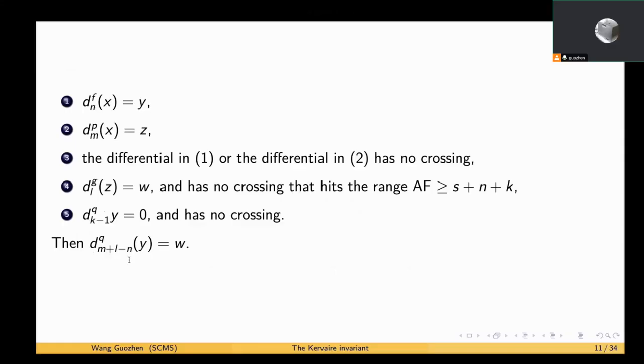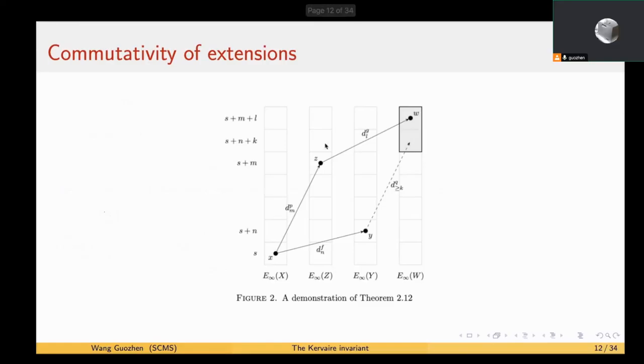Then we conclude that there is a Q extension from Y to W. Here is the illustration. Suppose we have an F extension from X to Y and another P extension from X to Z. And of these two extensions, at least one of them has no crossing. And also we suppose there is a G extension from Z to W.